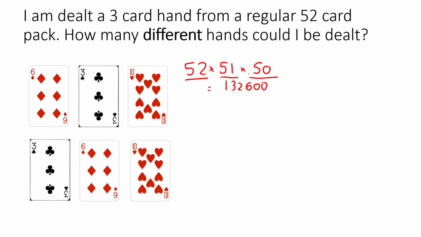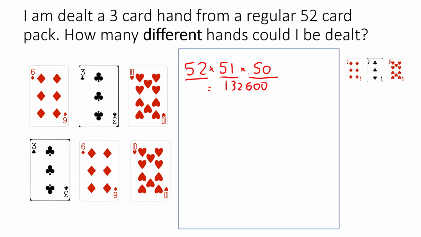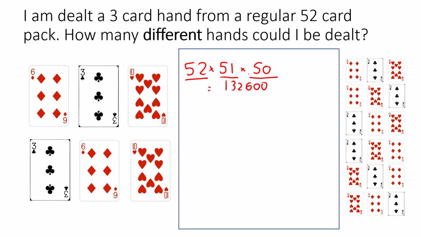Well, yes, because in this case, when we're drawing cards like this, order doesn't matter. It's not actually a permutation. Order doesn't matter. So we have clearly overcounted by some amount. But by how much? Well, how many different ways could I have got 6 of diamonds, 3 of clubs, or 10 of hearts? I could have got it like this, which is what I got. I could have got it like this, 6 of diamonds, 10 of hearts, or 3 of clubs. And in fact, there are 6 ways I could have done that.